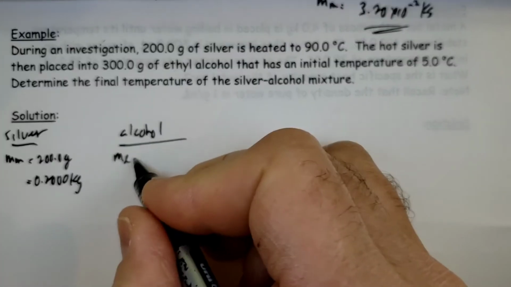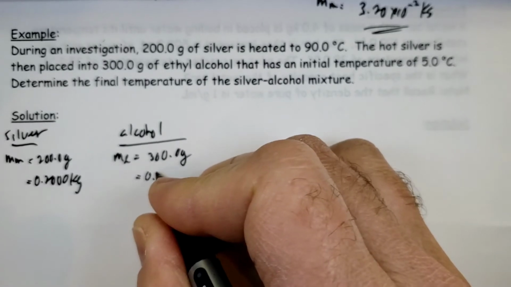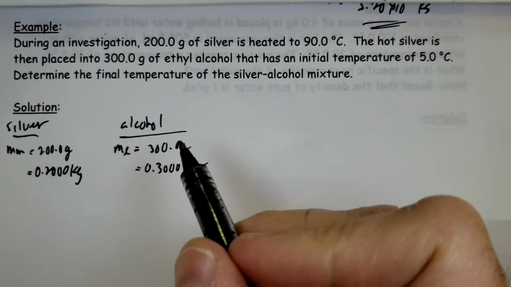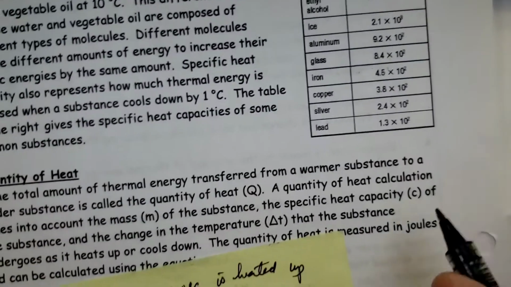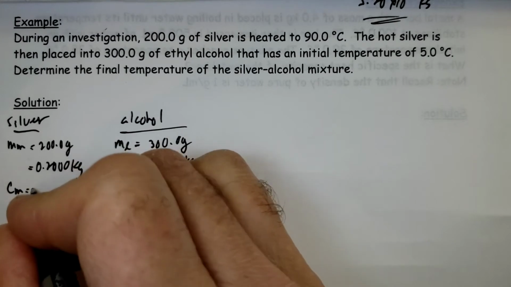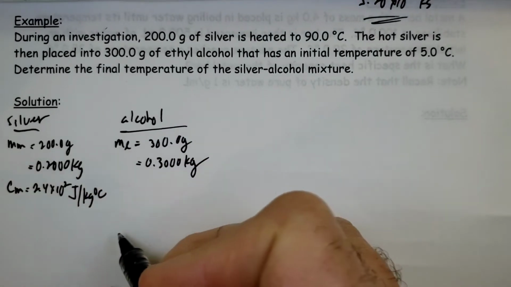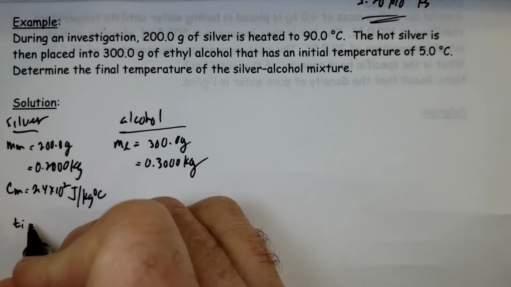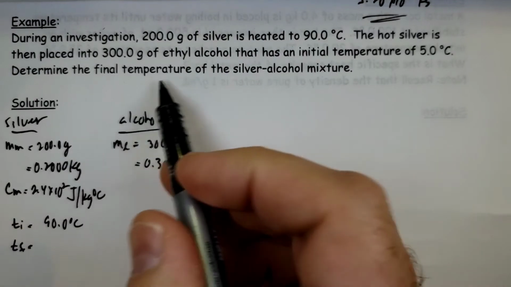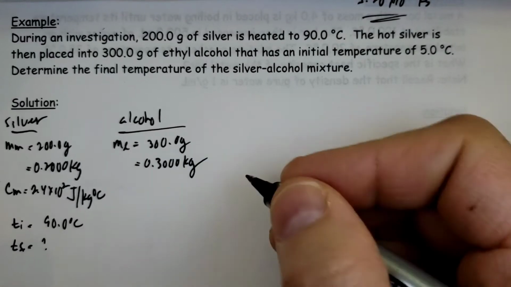So change that to kg first of all. The alcohol was 300 g. So of course that's that. Let's see here, specific heat capacity of silver. So if I look up silver, 2.4 times 10 to the 2 joules per kilogram degrees C. And the initial temperature of silver was 90. Final temperature, when all is said and done, oh, we're asked to find it. We don't know what it is.